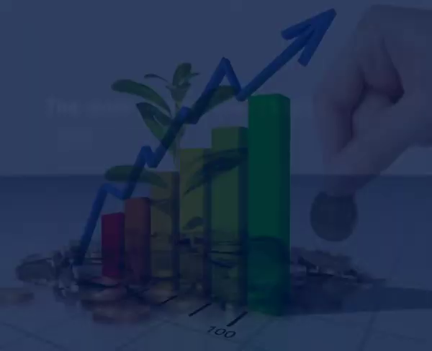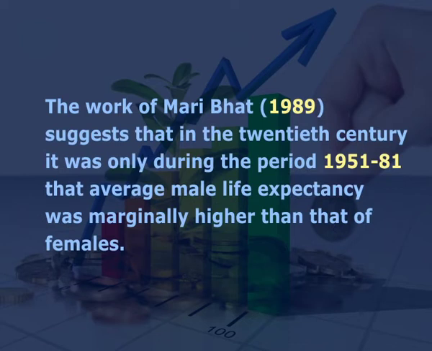For the country as a whole, it appears that female life expectation has generally tended to slightly exceed that of males. The work of Bhat, 1989, suggests that in the 20th century, it was only during the period 1951 till 1981 that average male life expectancy was marginally higher than that of females. It is notable too that during 1961 till 2001, the momentum of mortality improvement, as measured by the average increment in life expectancy per decade, has apparently been somewhat greater for females. The average male increment has also been smaller, and it has also diminished in size from decade to decade. Today, female life expectancy probably exceeds that of males by 1 or 2 years.